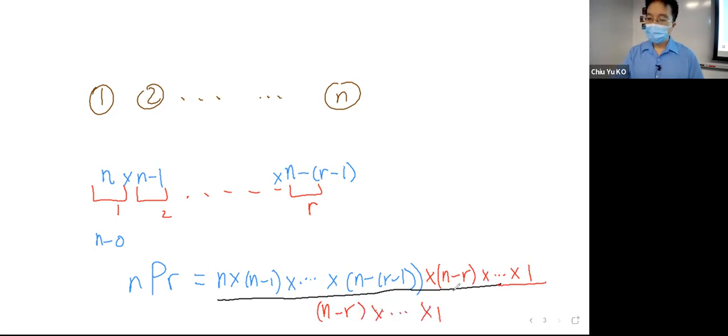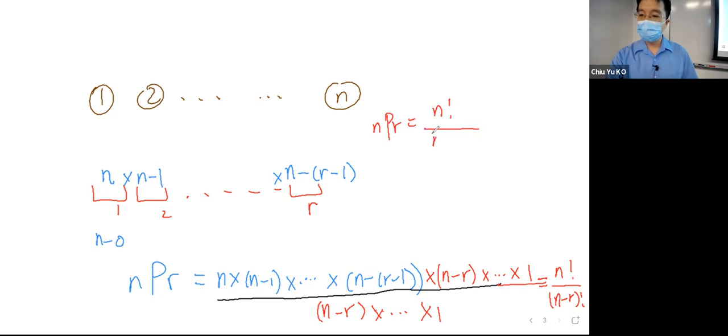We multiply by the same in the numerator and denominator. And it turns out this is just n factorial, and this is n minus r factorial. So that's why the formula for nPr is n factorial over n minus r factorial. This is why you can see the formula in the slide. It just makes calculation easier.